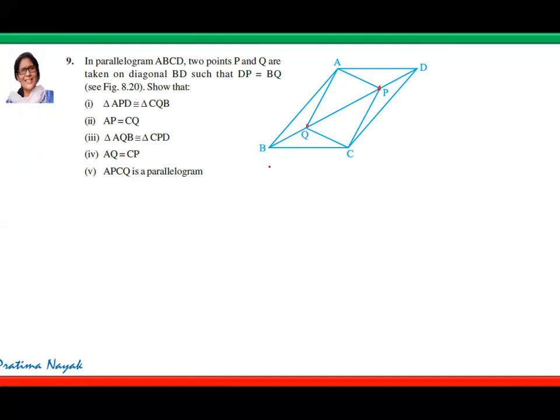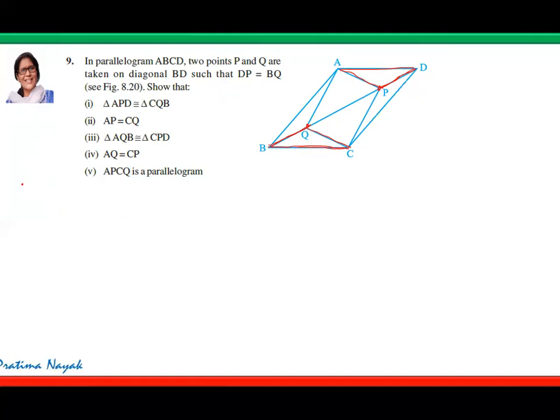First, it is given that ABCD is a parallelogram, P is a point, and Q is a point, such that DP is equal to BQ. You have to prove that this triangle APD is congruent to CQB. It is congruent to this. This is the first part. Rest we'll see, check one by one.